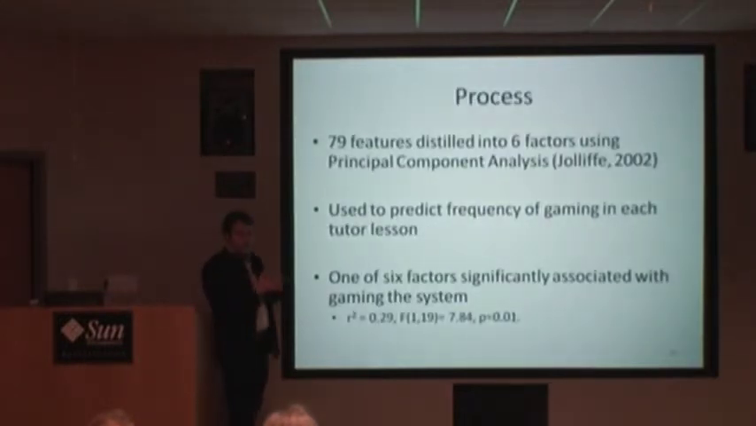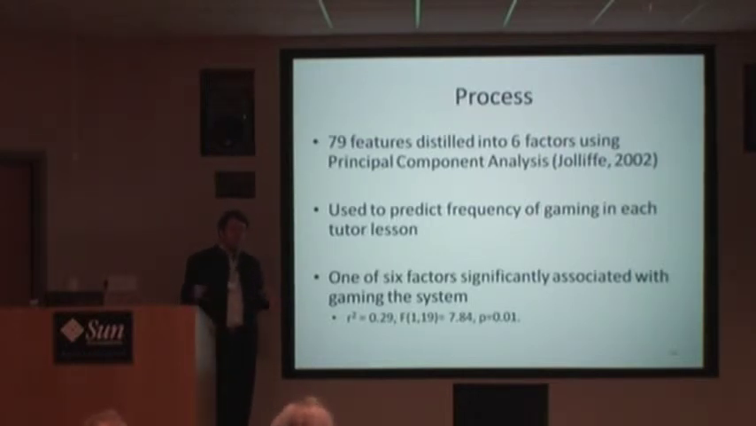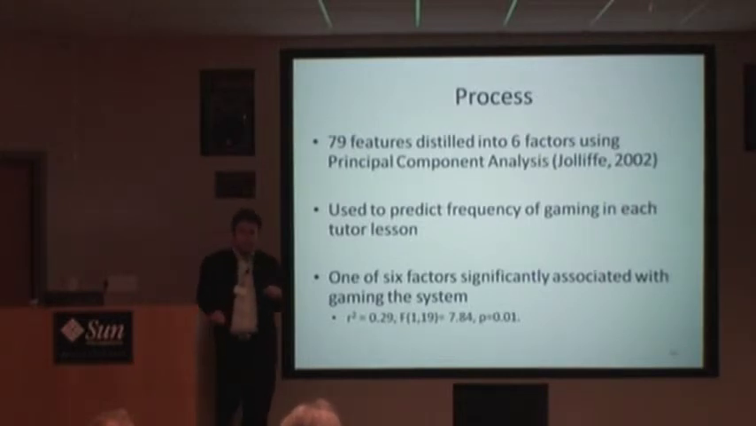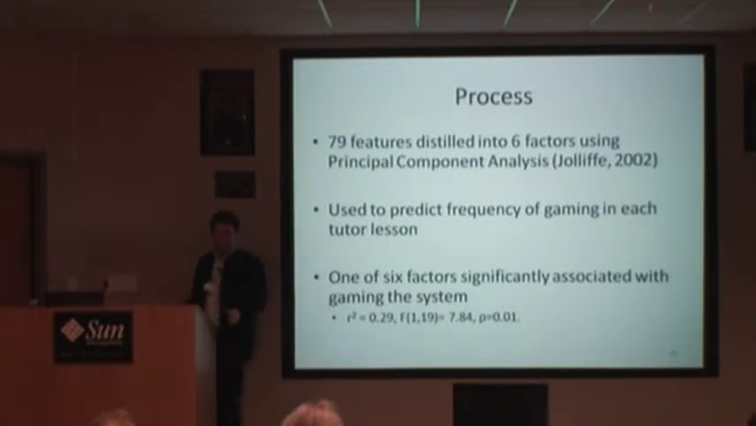So we took these 79 features, and in order to avoid just doing 79 statistical tests and having all the problems that go along with that, we distilled them into six components using principal component analysis. We actually got similar results with more components than that, but for tractability, I'll just talk about this case. And we used these six components to predict the frequency of gaming in each tutor lesson. One of these six components was significantly associated with gaming the system. It got an R-square of 0.29, which means it predicted 29% of the variance in gaming. That was statistically significant.